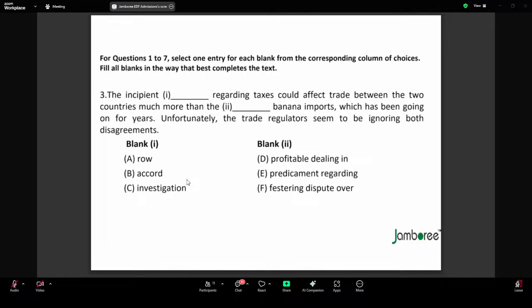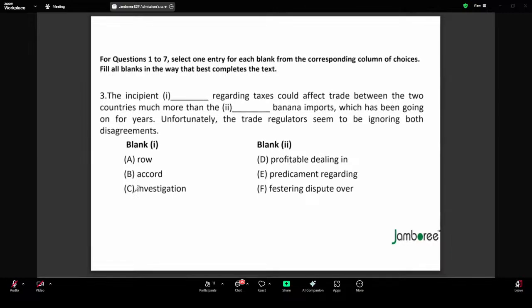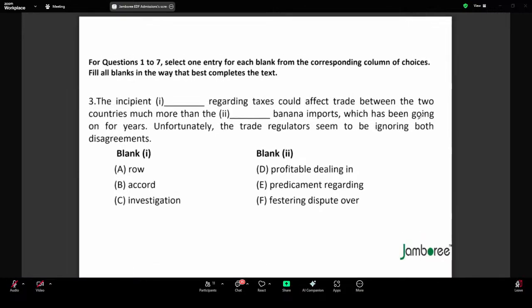All right, so incipient, something that's about to happen. Regarding the tax, it could affect trade between two countries much more than something. So the second one is definitely negative, which has been going on for years. Unfortunately, the trade regulators seem to be ignoring both disagreements. Now here, the first one could have been an investigation, but if you read it carefully, it clearly says that both are disagreements. That means we have to choose disagreement only.